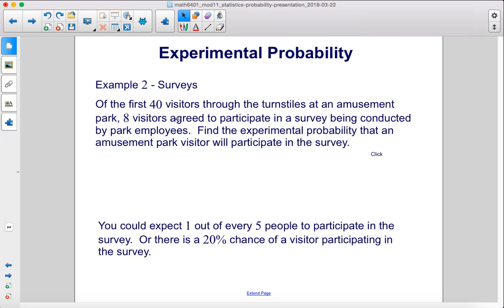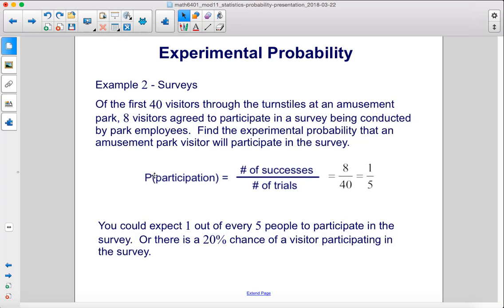Example 2. Surveys. Of the first 40 visitors through the turnstiles at an amusement park, 8 visitors agreed to participate in a survey being conducted by park employees. Find the experimental probability that an amusement park visitor will participate in the survey.